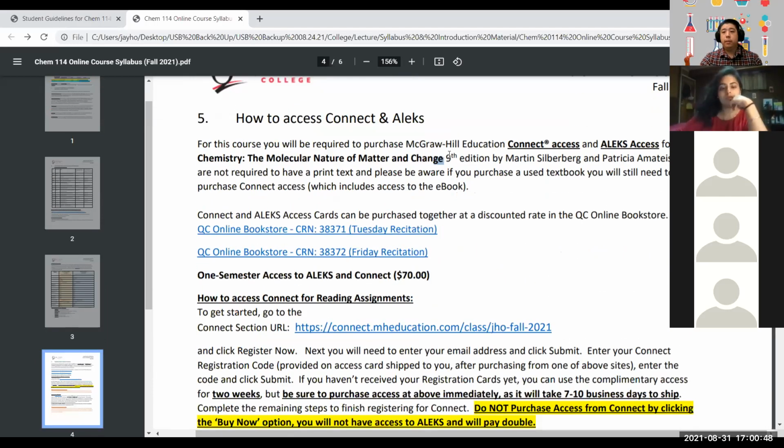Okay, so a little bit about how to access things. For your Connect, if you're in the Tuesday section, you can buy it from the QC Online Bookstore. It's an ebook with access to your ALEKS and your Connect.